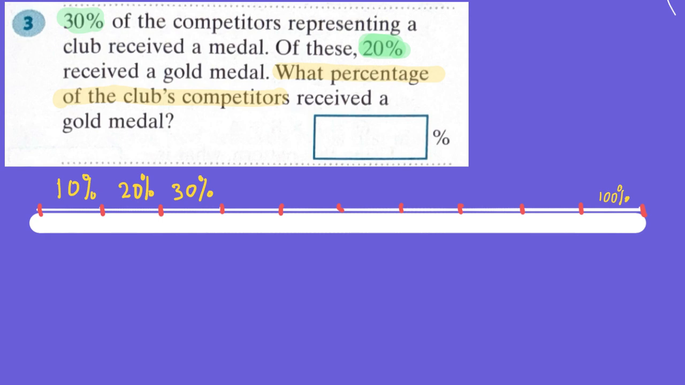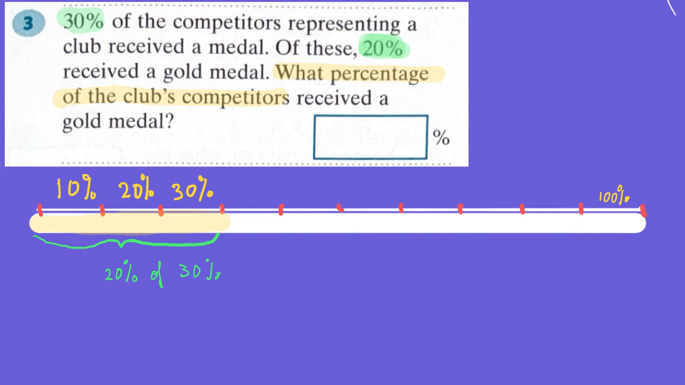I've got a number line and I'm representing 10% here, that much, 20% and 30%. And altogether we've got 100%. Well, we've only got 30% of the competitors of a club that received a medal. The rest of it we really don't care. We're only interested in this part here. And of these, we're only interested in this part over here, only 20%. Okay, so we want 20% of this 30%.